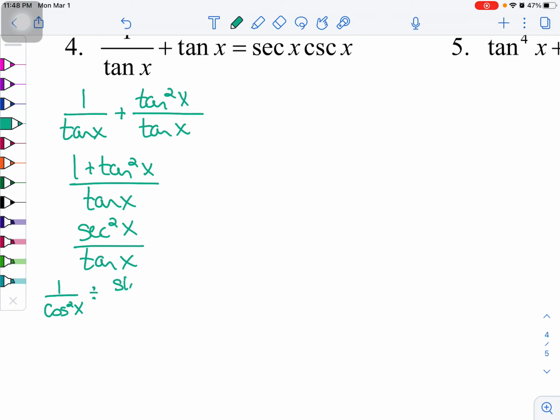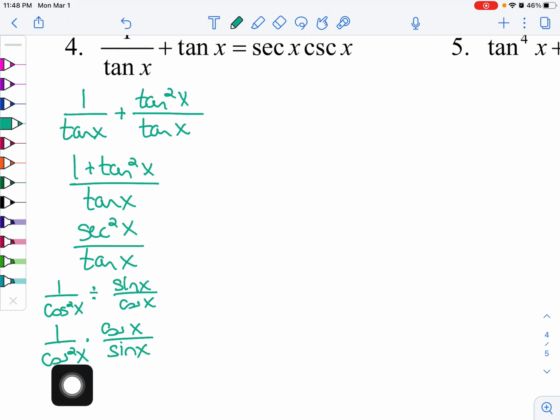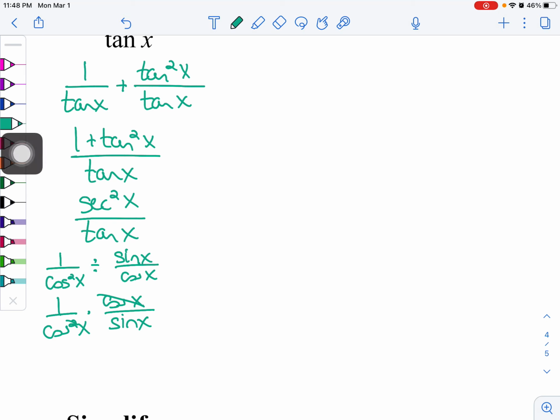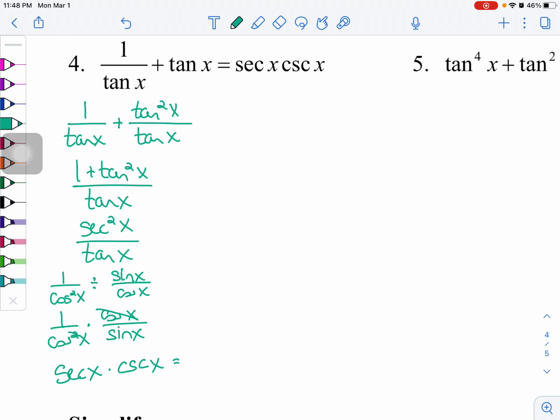Let's see what this can simplify into. Secant squared x is really 1 over cosine squared x, and I'm dividing that by tangent of x, which can be rewritten as sine x over cosine of x. So 1 over cosine squared x times cosine x over sine x. This cosine will take out one of those 2. So now I have 1 over cosine, which is really secant of x, times 1 over sine, which is cosecant of x, which is exactly what I was looking for on the right side.